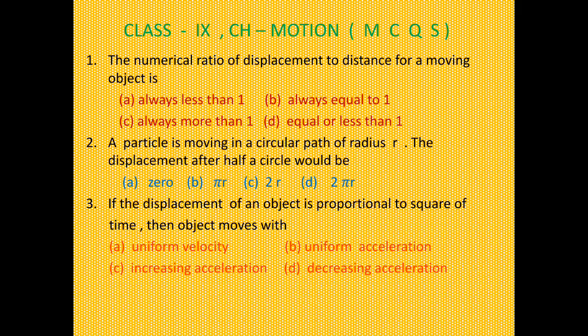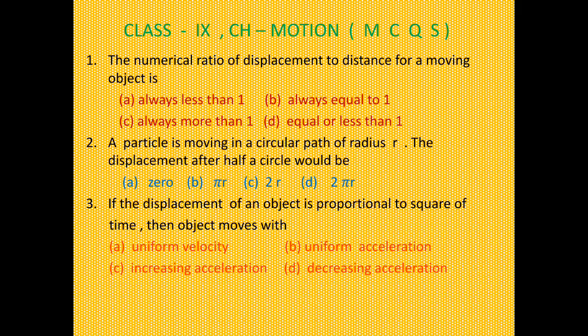The numerical ratio of displacement to distance for a moving object is always less than 1, always equal to 1, always more than 1, equal or less than 1. Here the correct answer will be D, equal or less than 1, because when an object moves in a straight line, then distance and displacement both are equal. But in other cases, distance is greater than displacement. So the ratio in this case is less than 1. So D is the right answer.